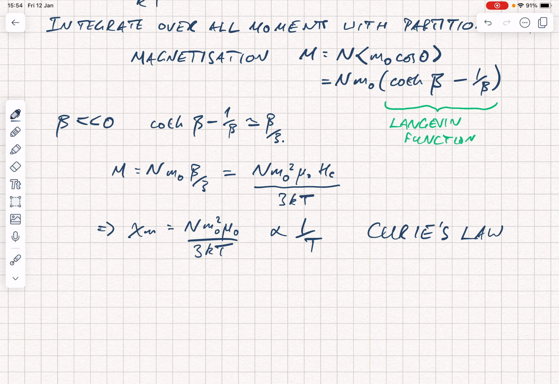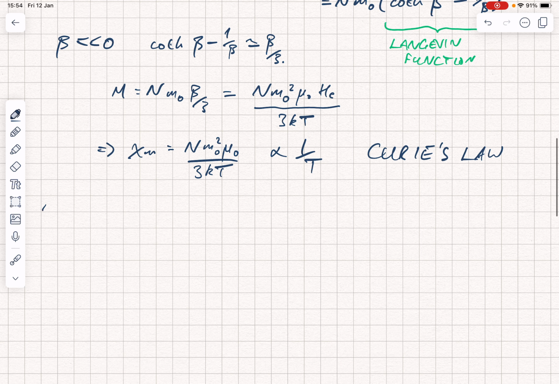This only works for large temperature values, it's only reliable for large temperature values, but it shows us why we get this kind of behaviour. Now, what about ferromagnetism? Well, ferromagnetism is complex, fascinating, and sometimes extremely horrible. And what we're going to do is look at what's called Weiss's law, or the Curie-Weiss law.